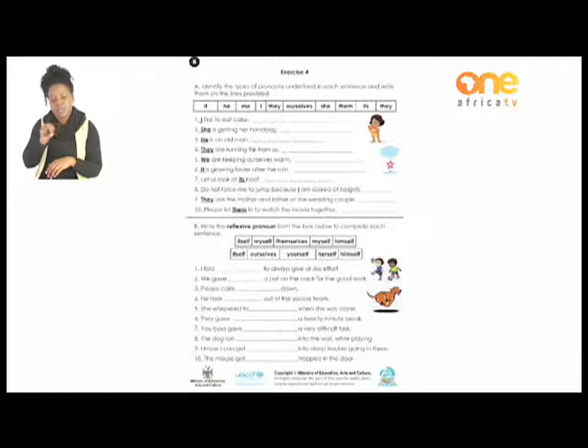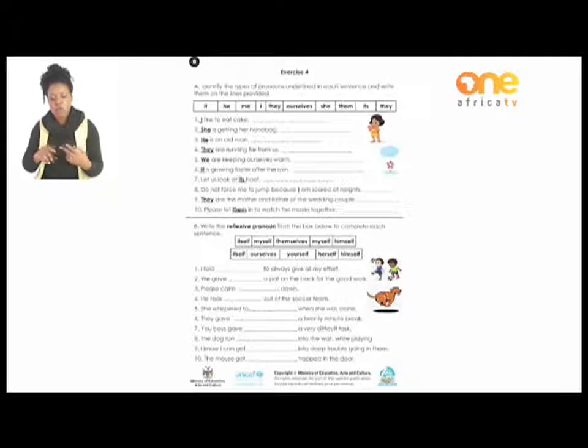But the instruction says, the types of pronouns underline, meaning you are going to write what type of a pronoun is I. And number 2, you are going to write what type of a pronoun is she. So I expect you to write personal pronoun or possessive pronoun or reflexive pronoun.